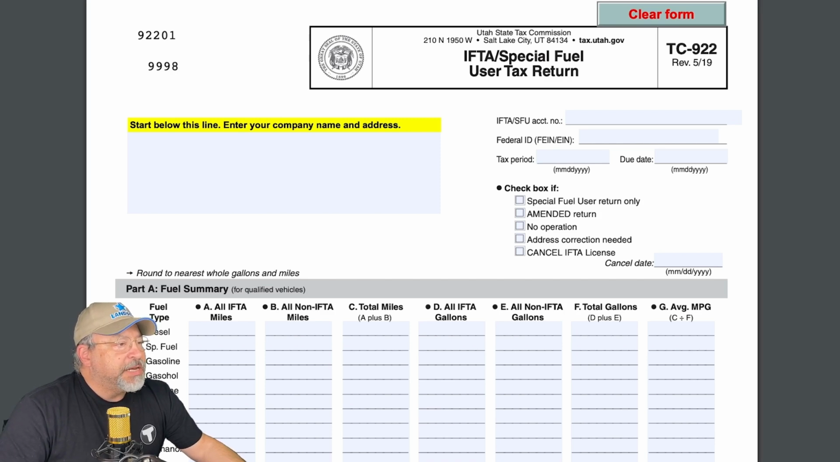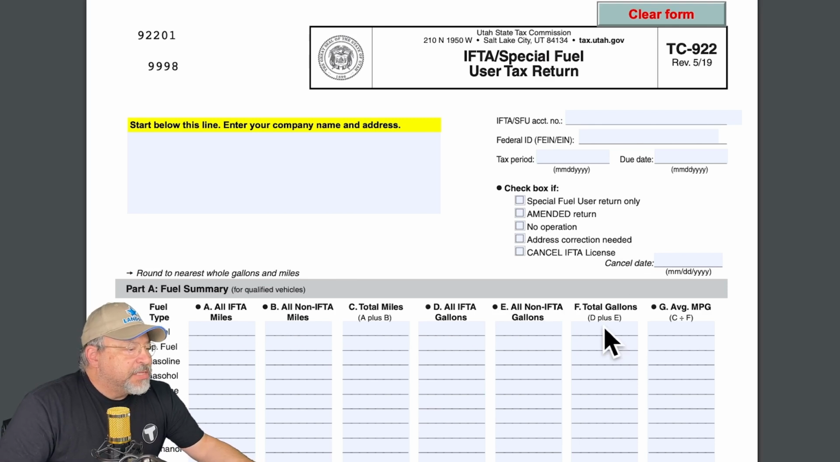So we can see up here, this is the IFTA Special Fuel User Tax Return for Utah. They call it their TC 922. Your business and address goes here. Your IFTA account number is here. Federal identification for your business is here, and this is the tax period. What quarter was it? Was it January 1st to March 31st? And then if any of these boxes apply to you, you would check them.